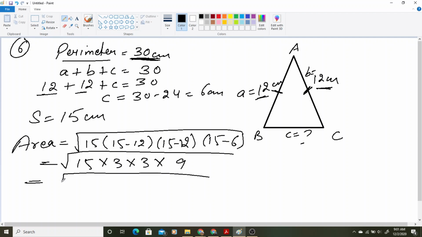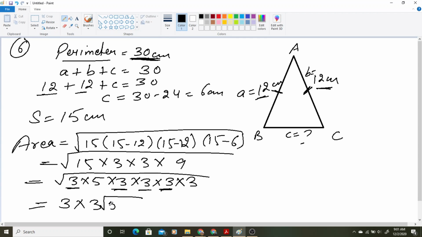So do the prime factorization of 15. It will be 3 into 5. Then this is already 3 into 3. Then for 9 it will be 3 into 3. So now take the common. See, this 3 and this 3 are forming a pair. This 3 and this 3 are forming a pair. This 5 is not forming any pair, so we will write 5. This 3 is also not forming a pair, so we will write this 3. So we are left with 3 3 is 9 under root 15 centimeter square.